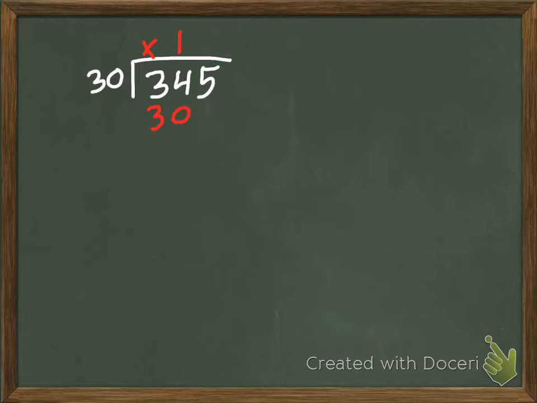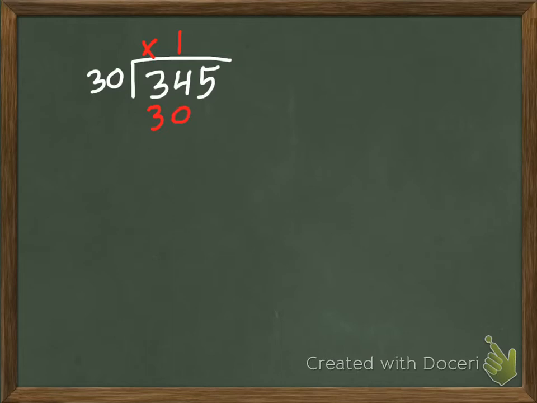Let's take a look at another example. In the problem 345 divided by 30, I'm going to start with 3, and I know that 3 is way too small to be divided by 30. So I'm going to have to put an X up there and look at 34 divided by 30. So 34 divided by 30, I know it's going to be 1 time. 3 times 1 is 3, with a 0 behind it is 30, or 30 times 1 is 30.